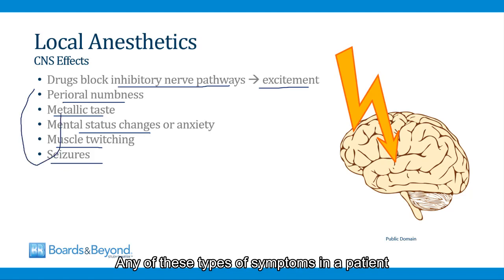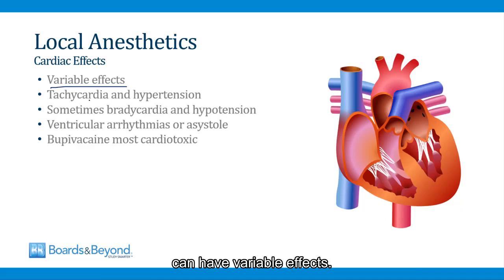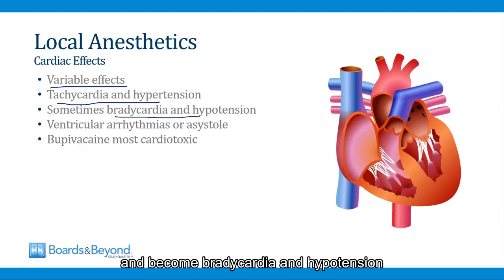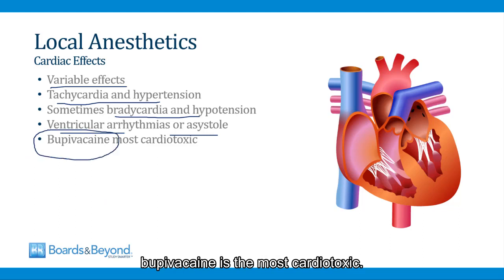Any of these type of symptoms in a patient who just received a local anesthetic should raise concern for systemic toxicity. In the heart, systemic administration of local anesthetics can have variable effects. Initially, most patients develop tachycardia and hypertension, but this can progress and become bradycardia and hypotension as the toxicity gets worse. In severe cases, patients can develop ventricular arrhythmias or asystole. And of all the local anesthetics, bupivacaine is the most cardiotoxic.